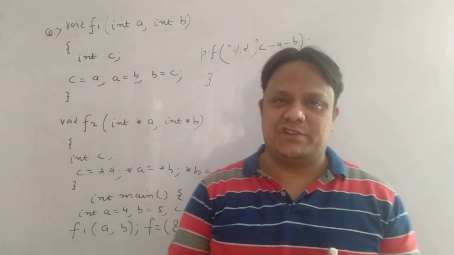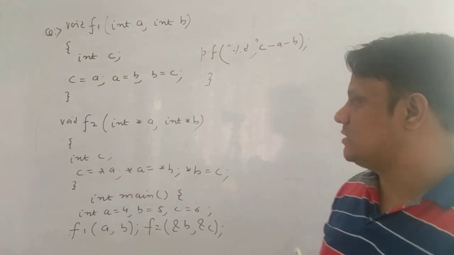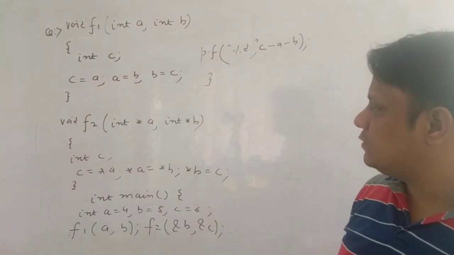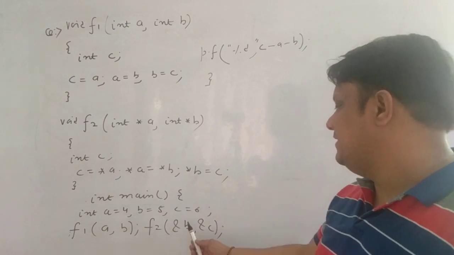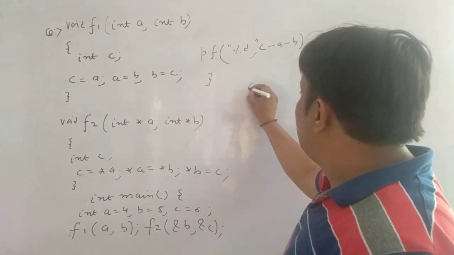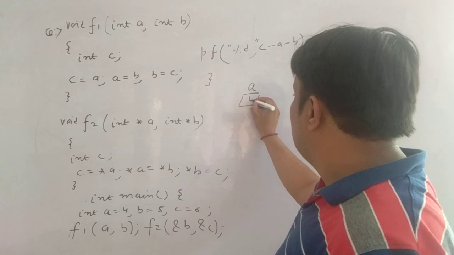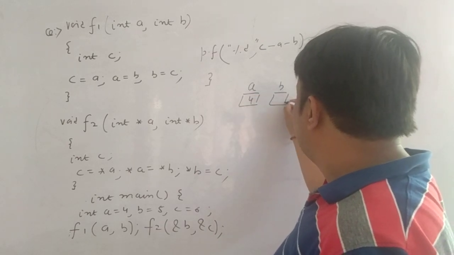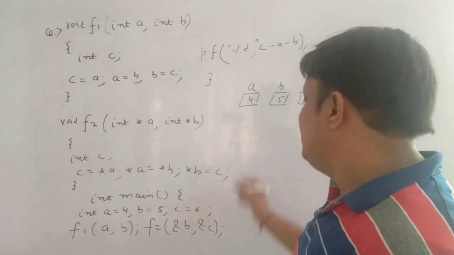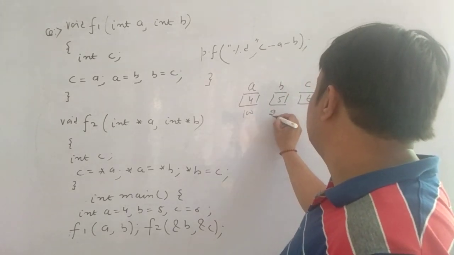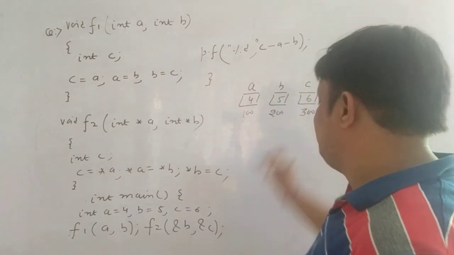Hi guys, so moving on to the next question, pretty amazing question. Now your program starts with main: A is equal to 4, B equals 5 and C is equal to 6. So I'm writing here that A is 4, B is 5 and C is 6, right? And let's suppose the address of these is 100, 200 and 300.